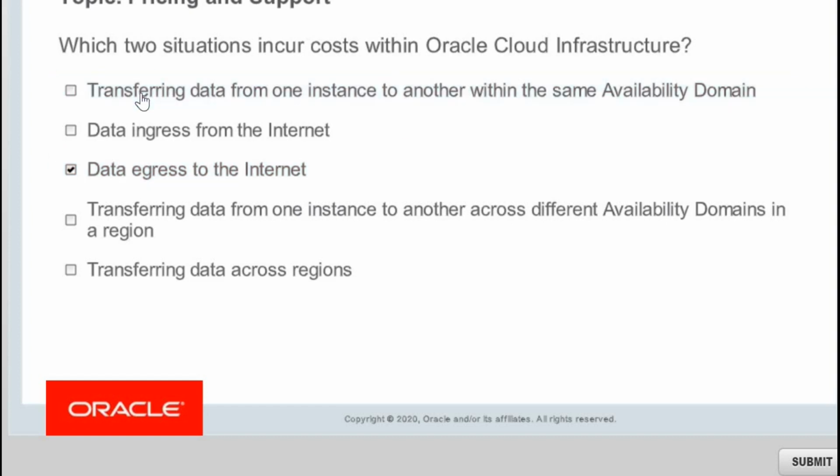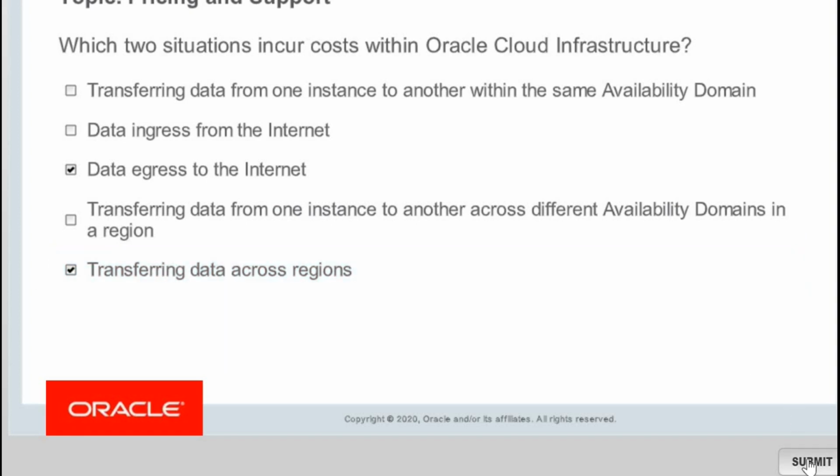We have to choose two options. So one more answer is right. Transferring data from one instance to another across different availability domains in a region. Again, the region is the same, so for that we don't need to pay. But if you are transferring data to a different region, or across regions, you have to pay. So the second right answer is transferring data across regions.